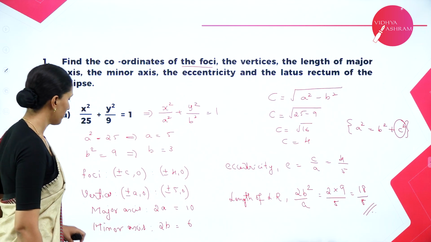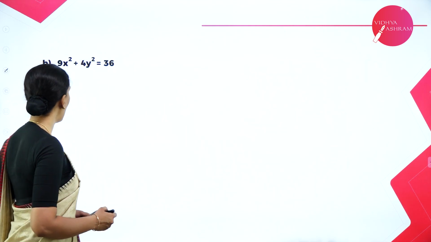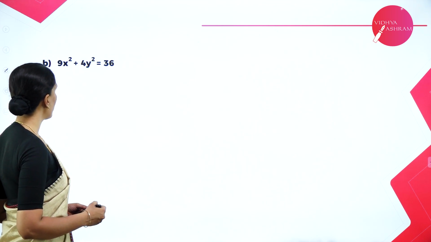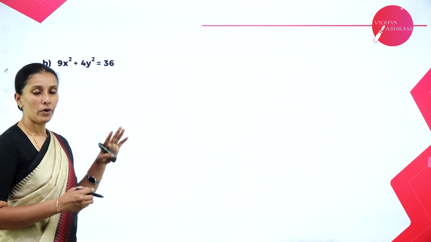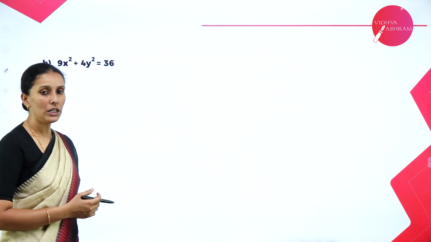So these are the physical terms for an ellipse. Next one, we have 9x square plus 4y square is equal to 36. So first let us reduce this in the standard form. We'll divide the entire equation by 36 because we need 1 on the right hand side.